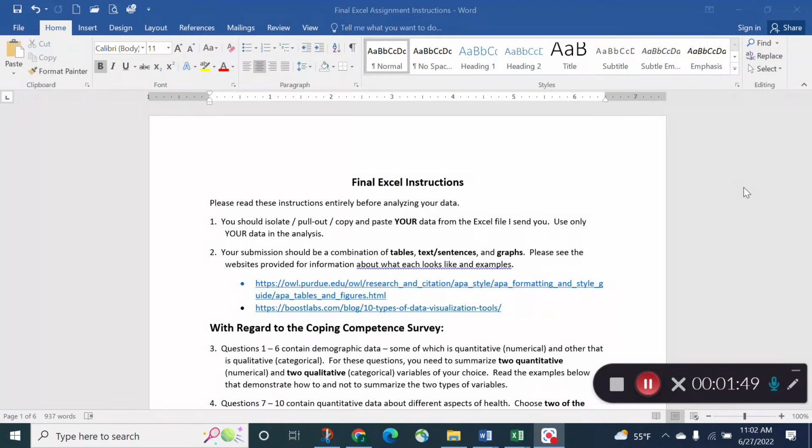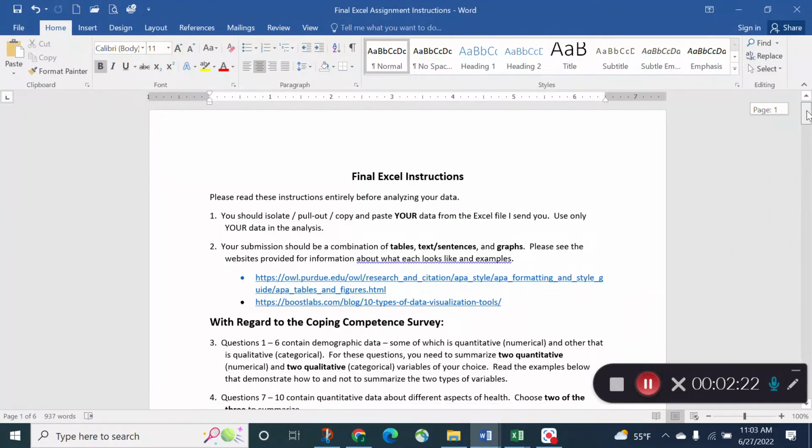Another thing you need to recognize is that if you create a table of something, you then don't need to talk about it in sentence form. If you create a graph of something, you don't then need to put it also in a table. So be very careful about redundancy, because you really don't need to talk about the breakdown of gender in all three different methods. We'll get into some examples of that later on in this video.